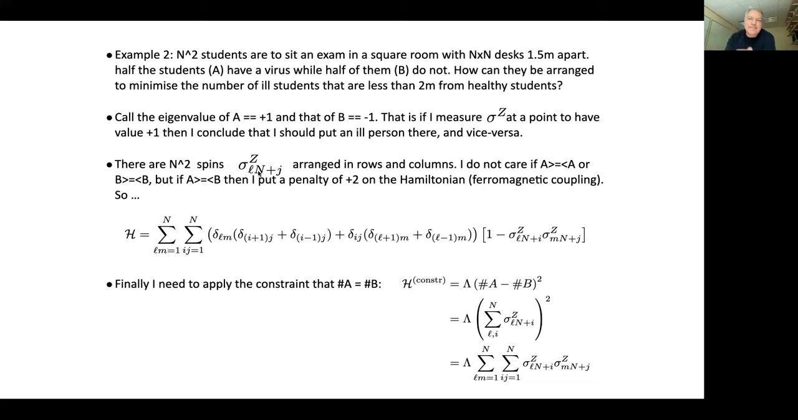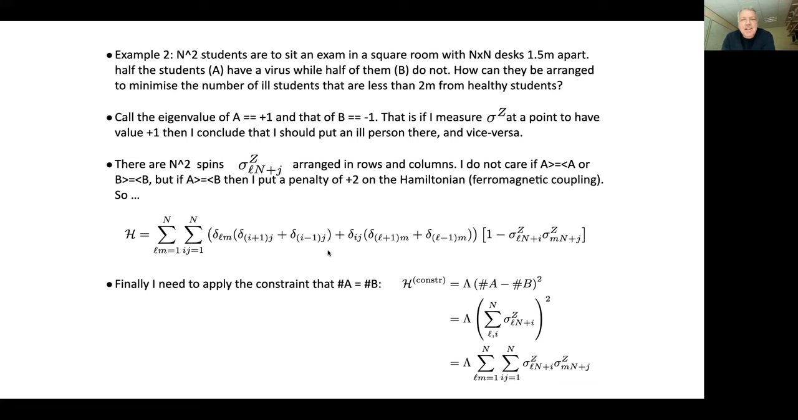So the story is I don't care. It's very similar to the previous one. I don't care if A is sitting next to A or B is sitting next to B, but I care if A is next to B. So I want to avoid A being next to B. So I'll put a penalty of plus two on the Hamiltonian. This is the way I can do it.